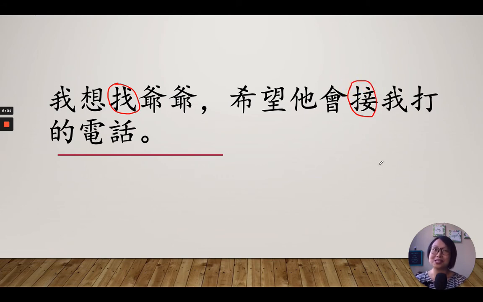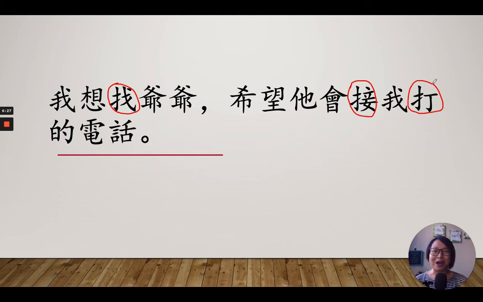So the word 接 means to catch. And right here, it is something that I want 爺爺 to catch. Right here. 打 mostly means hit. But right now, no, we are not hitting anybody. We are calling our grandpa.